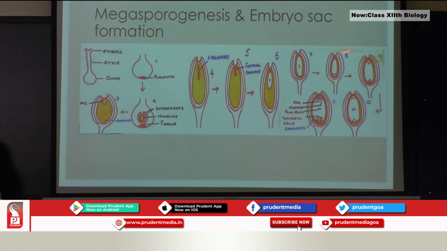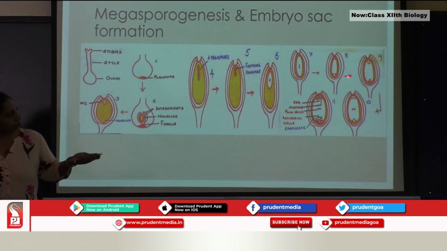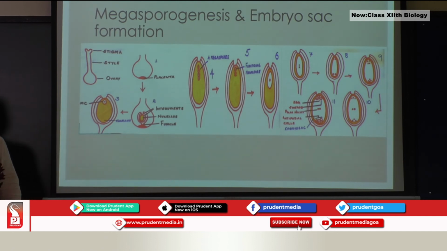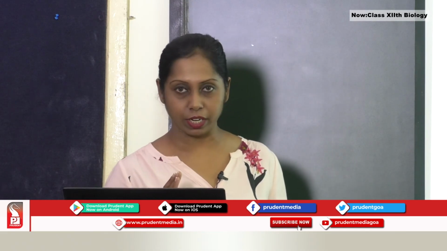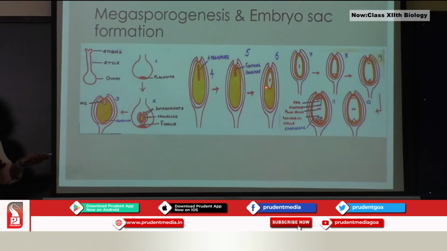megaspore, and the other 2 will move to the other end of the megaspore. Then 4 will become how many? The next division will make it 8. So you will have 1, 2, 3, 4, 5, 6, 7, 8. You can see over here, 1, 2, 3, 4, and here you have 5, 6, 7, and 8 nuclei, right? So 8 nuclei have been formed by how many mitotic divisions? 3 mitotic divisions. The first gave rise to 2 nuclei, the second gave rise to 4 nuclei, and the third now gives rise to the 8 nuclei.